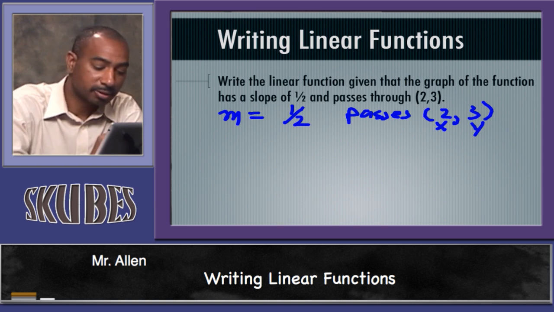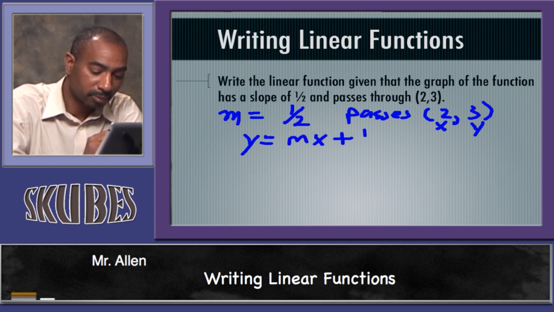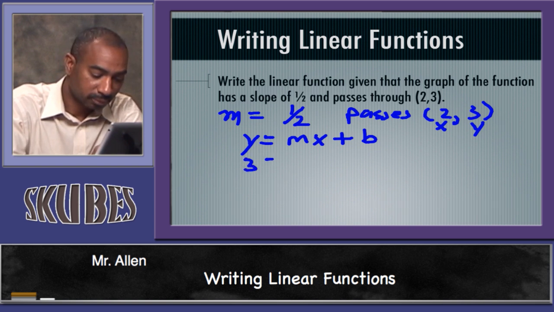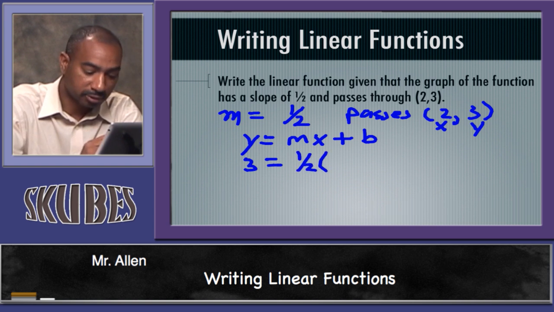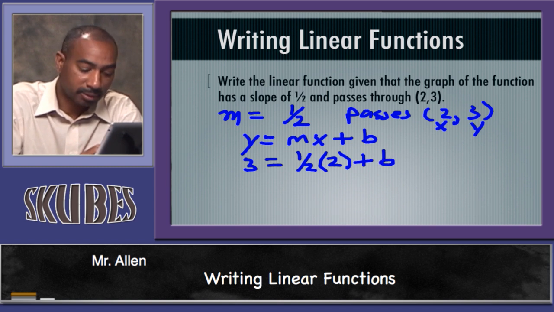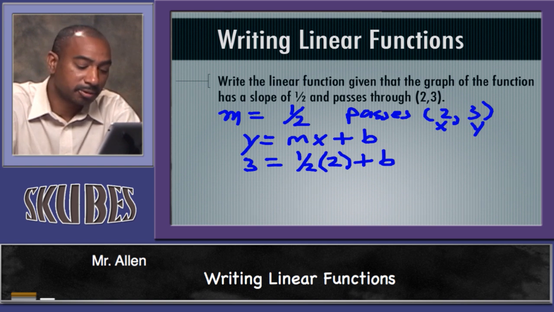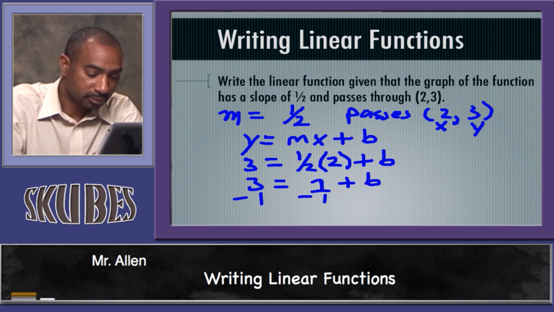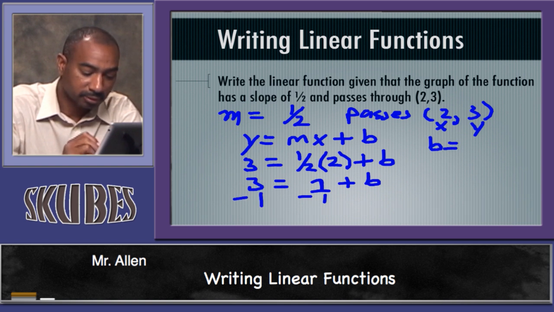So I can substitute that into this formula, y equals mx plus b, and solve for the y-intercept b. So we're going to say y is 3. The slope is 1/2. X is 2. And we're going to solve for b. If you multiply 1/2 times 2, that's the same as dividing 2 into 2, which is 1. So you subtract 1 to both sides. This tells us that the y-intercept is 2.